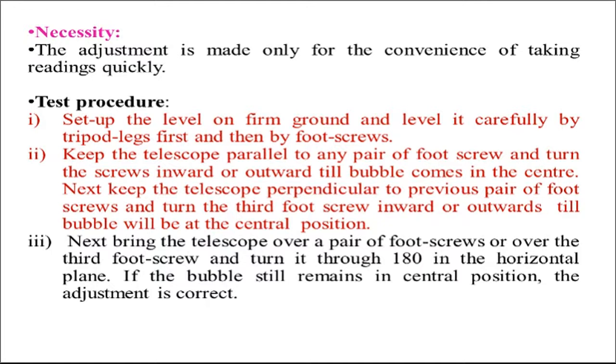Third step: bring the telescope over a pair of foot screws or over the third foot screw and turn it through 180 degrees in the horizontal plane. If the bubble still remains in the central position, the adjustment is correct. And if it does not remain, then we have to go for the adjustment.